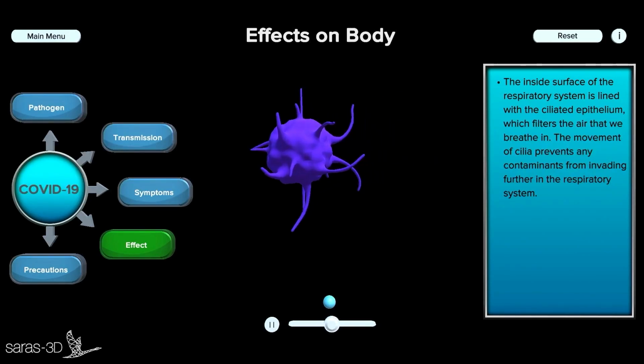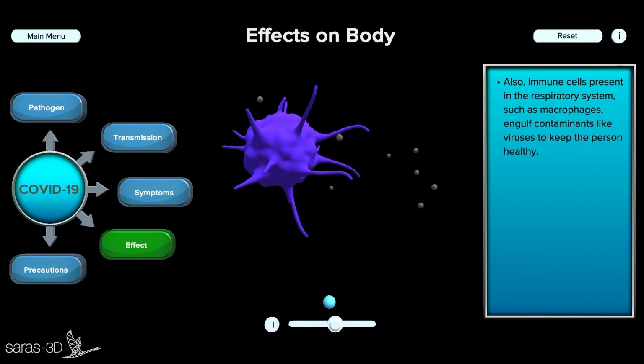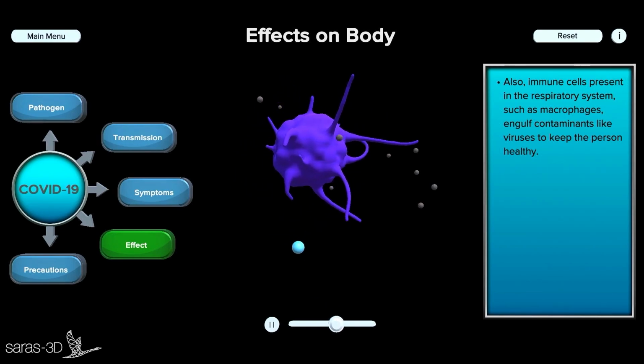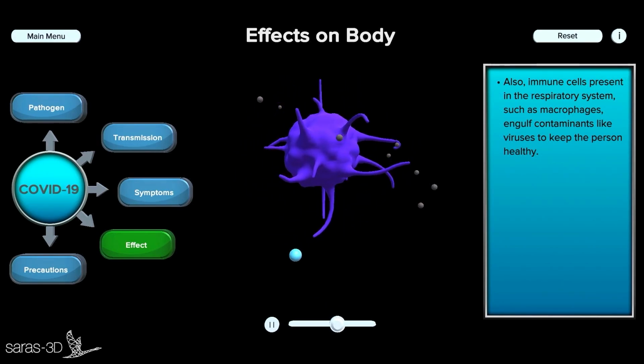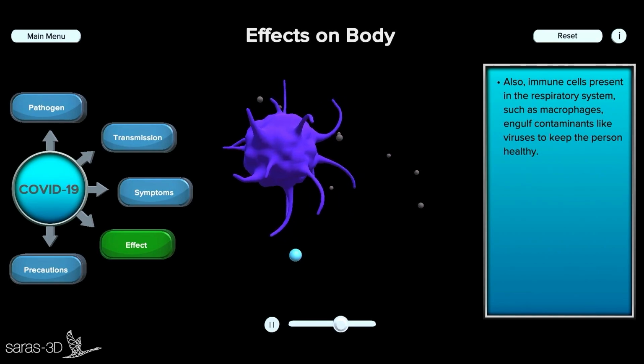Also, there are certain immune cells which are fighting constantly against the pathogens such as viruses and bacteria. One of the immune cells that you are seeing here is a macrophage. So what it does, it eats or it engulfs the contaminants such as bacteria and viruses and keeps the person healthy.